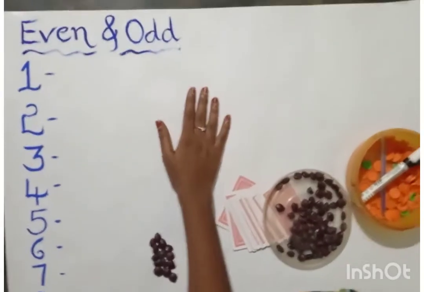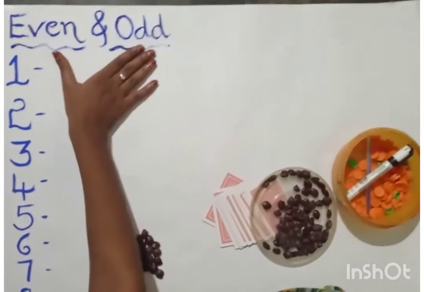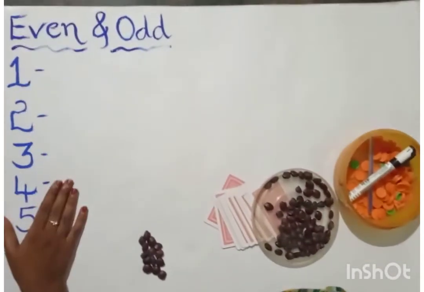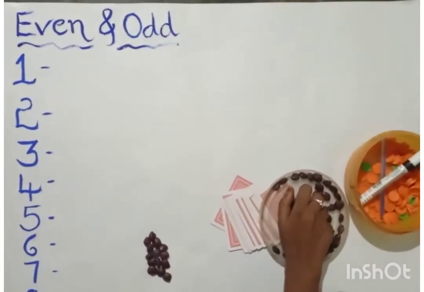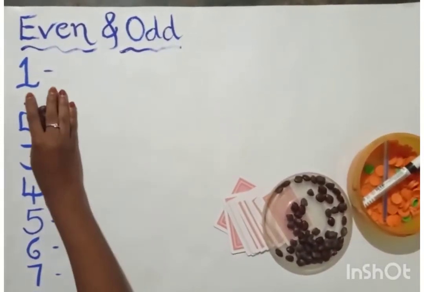Hi kids, today we are entering into our new chapter, even and odd numbers. Before entering into this chapter, we have a few numbers and we are going to arrange those numbers using these tamarind seeds. Okay, see here, what is the number?